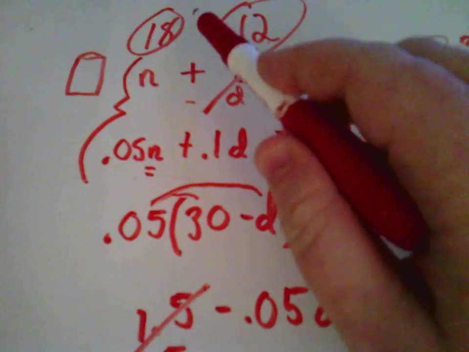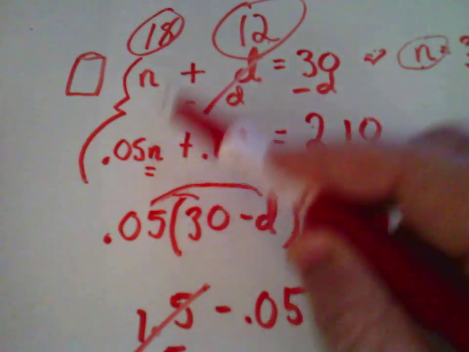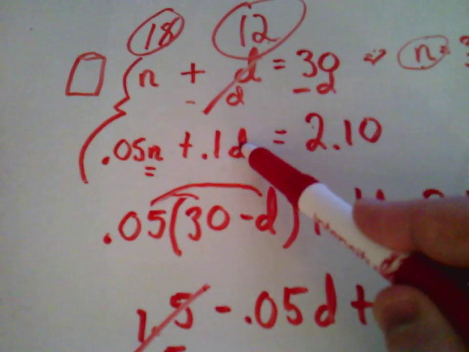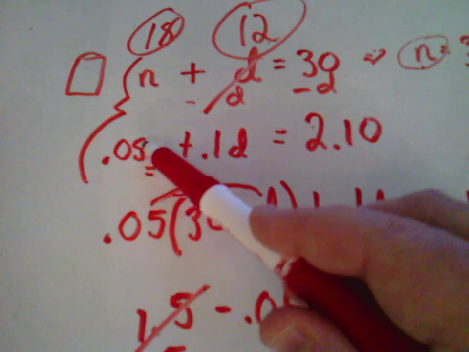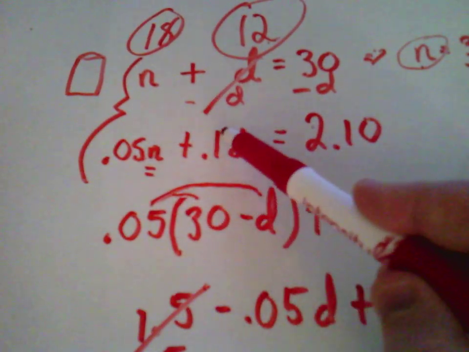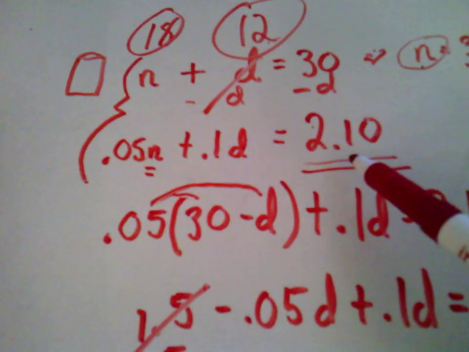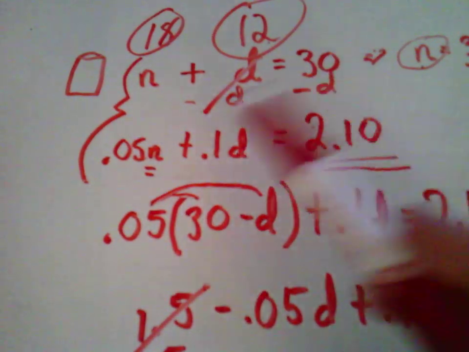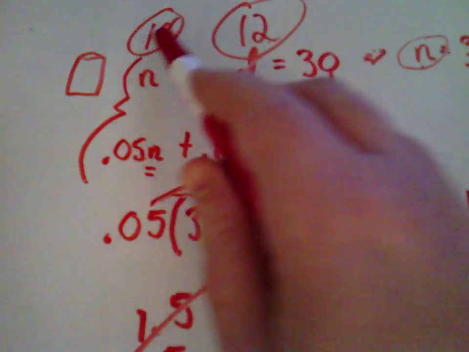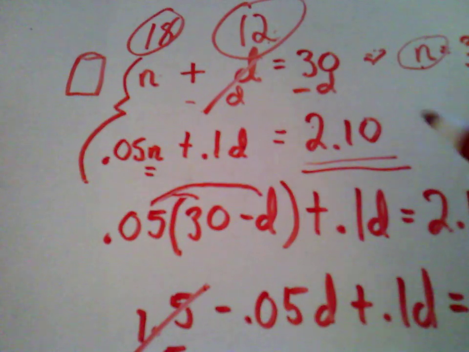And if you want to check your work, if you plug in 18 for n in this equation and 12 down here in this equation, you should come up with a true statement. 0.05 times 18 plus 0.1 times 12 should equal 2.10. And these should be the only pair of numbers that, when substituted in for n and for d, will make this a true statement.